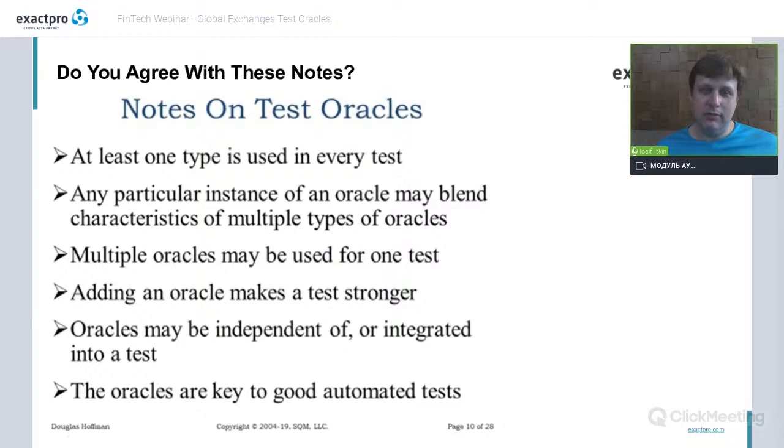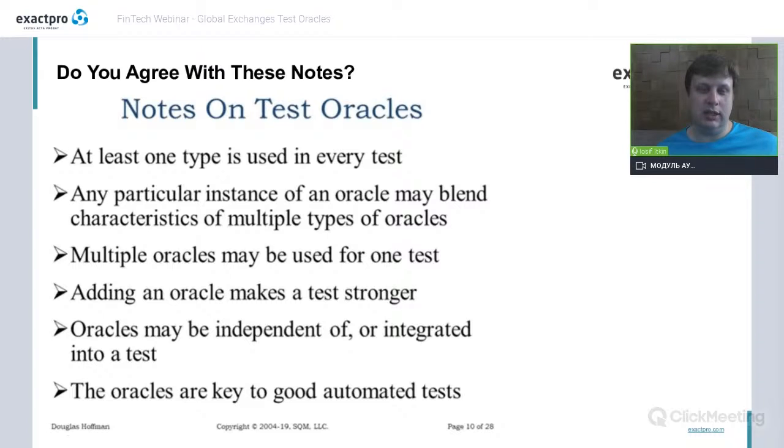Multiple oracles may be used for one test, for sure. And in reality, not just may be used, but should be used for one test. It is necessary to attack the system from different angles. Adding an oracle makes a test stronger. Yes, if we have one oracle or one type of oracle for the test, it is one thing. When we have multiple test oracles for the test, it becomes stronger.